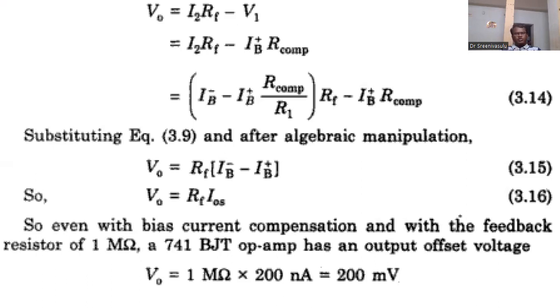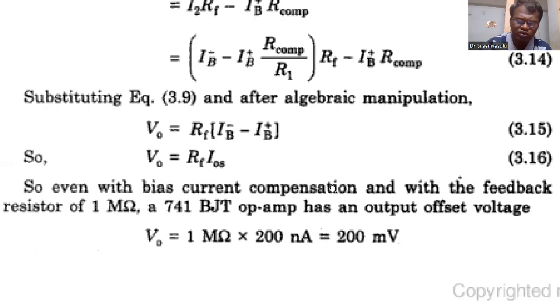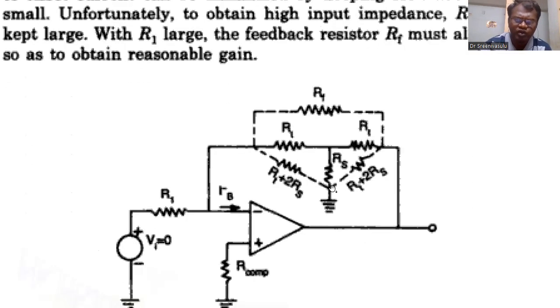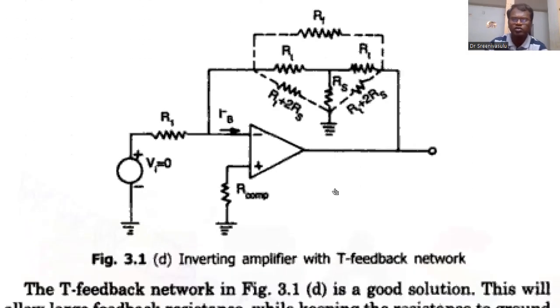If you reduce the RF value, the gain is going to be affected. If you reduce the R1 value, it is going to take more loading effect on the signal source. So that's why there is an alternate way to compensate this problem. We are going to connect a simple T network at the feedback.